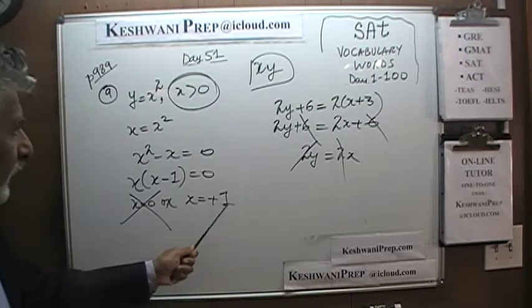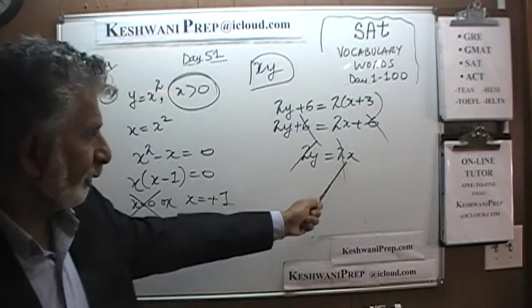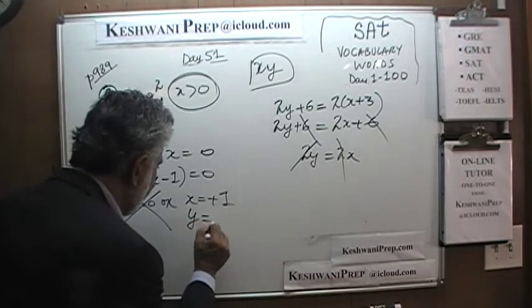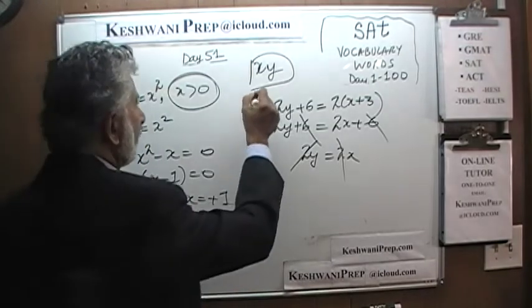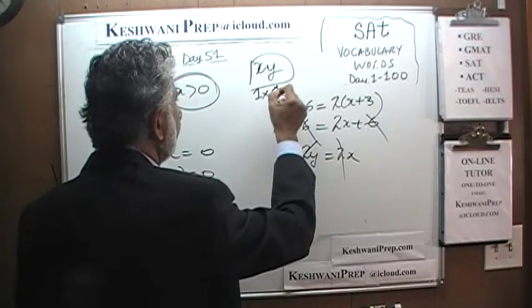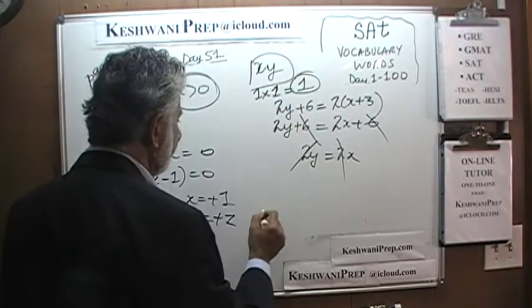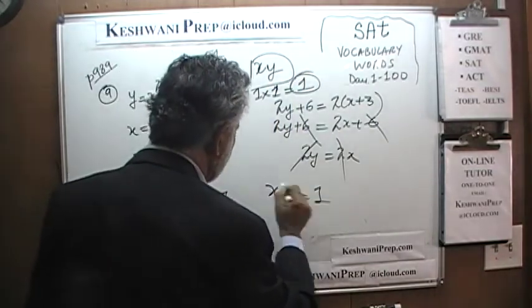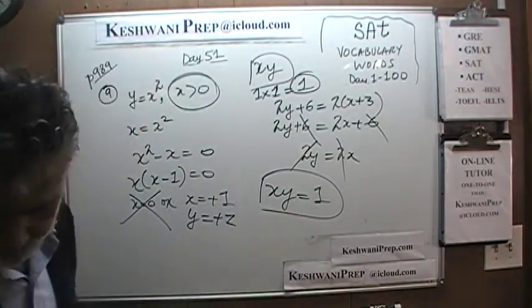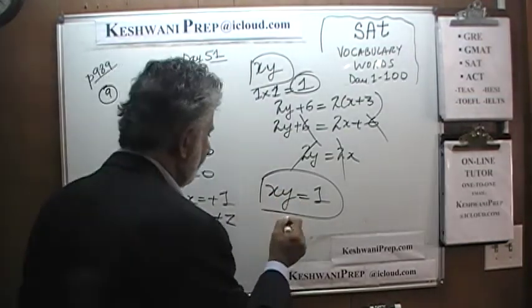If x is equal to 1, since y is equal to x, y is also equal to 1. Which means their product is simply 1 times 1. Their product is 1. x times y is 1. And that is answer choice A.